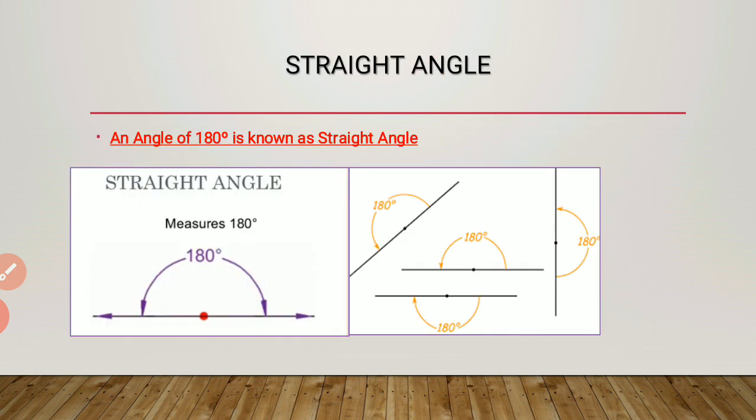Now the straight angle. An angle of 180 degrees is known as a straight angle. That means an angle whose measure is exactly 180 degrees, not less than 180 and not more than 180, is called a straight angle. You can see in this picture some straight angles in different ways. The straight angle is exactly 180 degrees, but it can be made in different ways, like this. So I think you understand the straight angle.